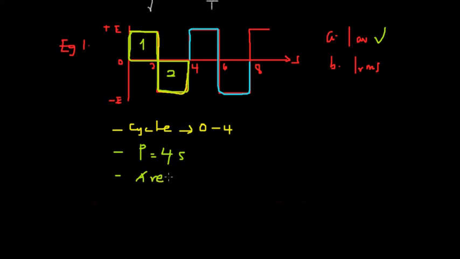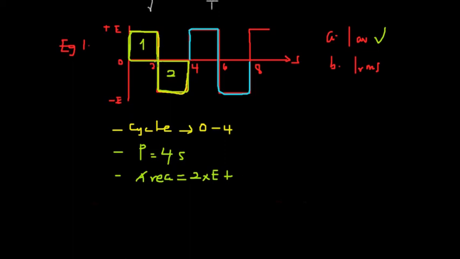Our area is equal to length times breadth. So let's see our length. From 0 to 2 is our length, multiplied by our breadth, that's E. And you add that to the area from 2 to 4. The difference, 4 minus 2, will give us 2.